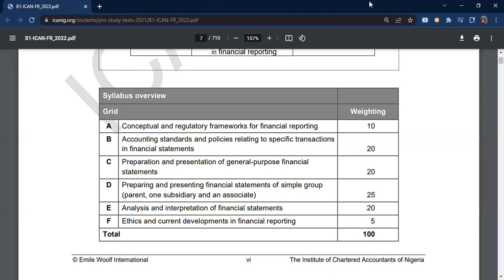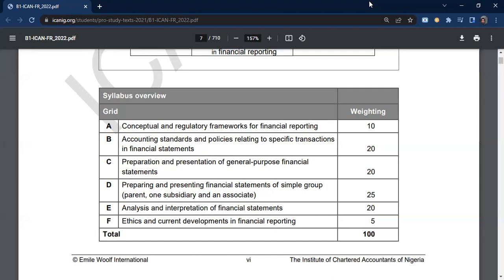The statement of profit or loss and other comprehensive income. Don't forget the statement of profit or loss. The statement of changes in equity, the statement of financial position, the statement of cash flow, and the notes to the accounts. So these are the five components of financial statements.